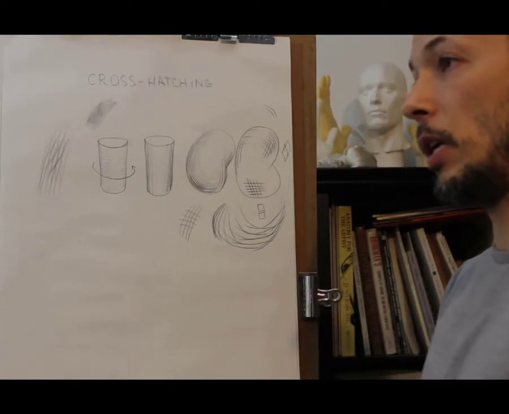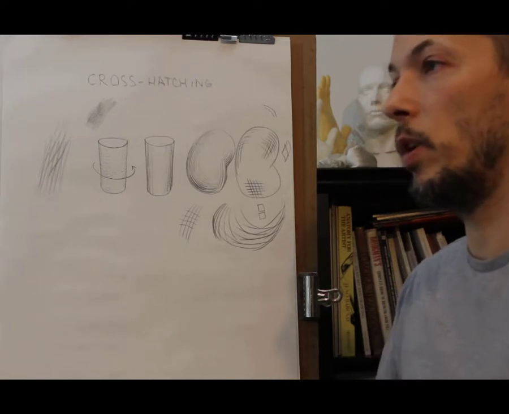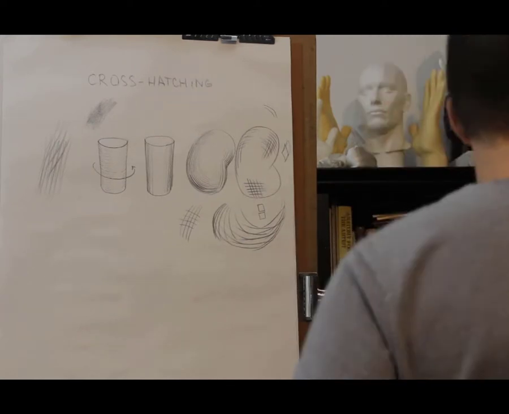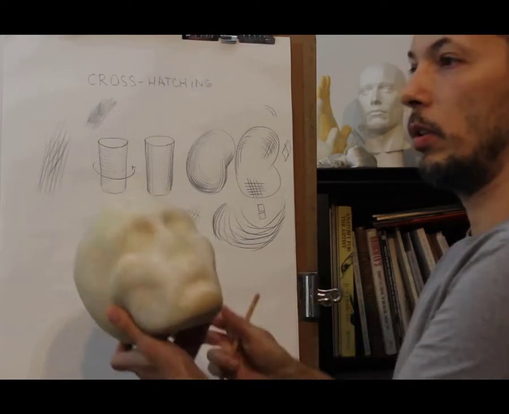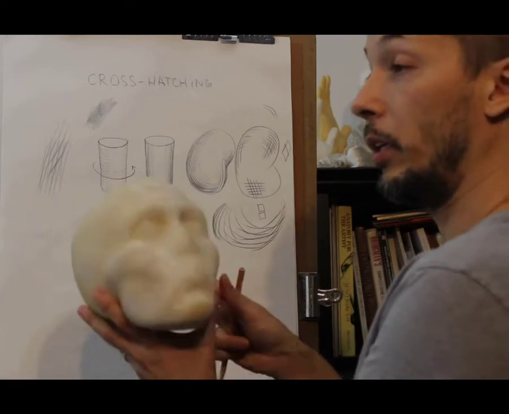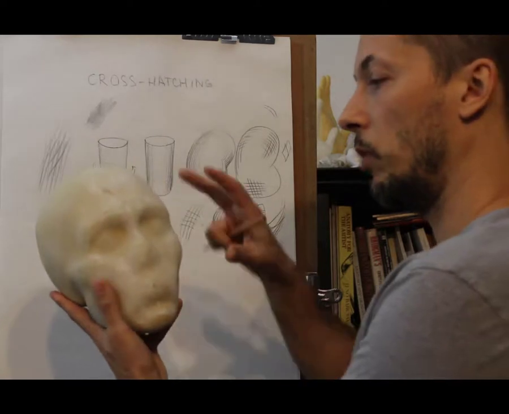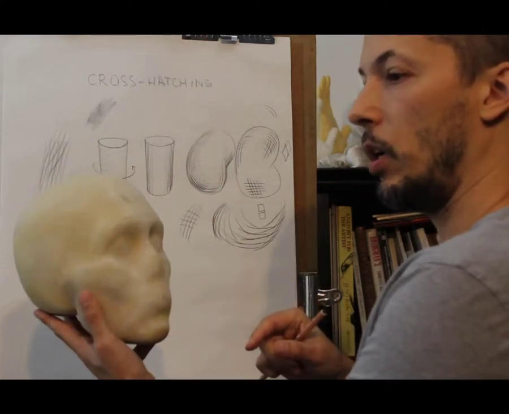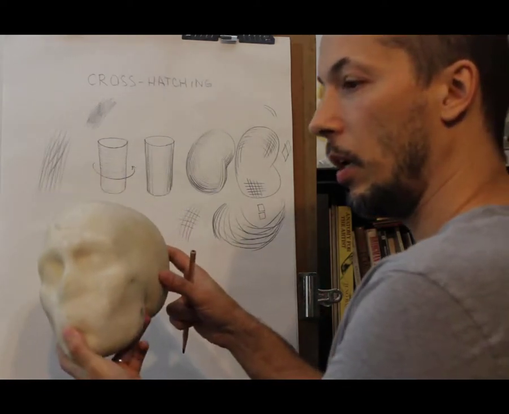So cross-hatching is kind of a gestural, moving, rhythmic line that travels across the face. I got this head over here that has no features. And I'd like to think about the head as some kind of a form before I get to the features, right? So how can we draw something that's pretty organic and soft like this?